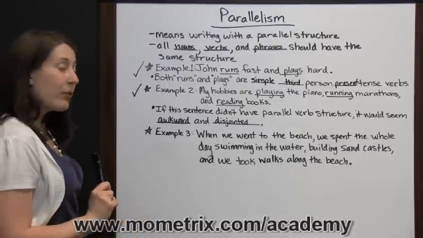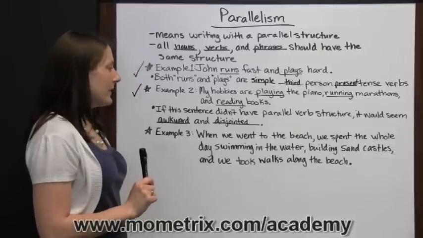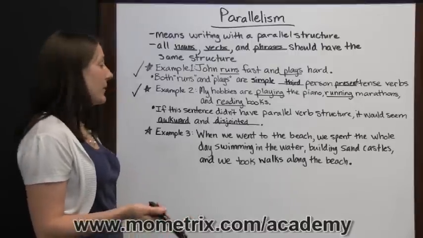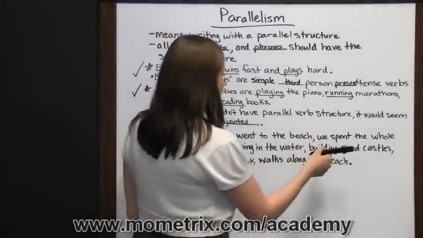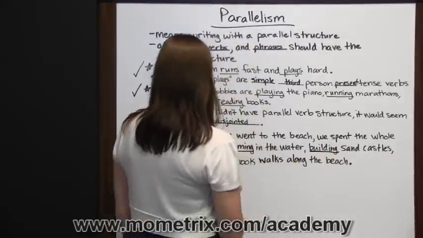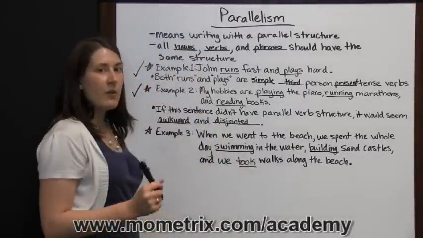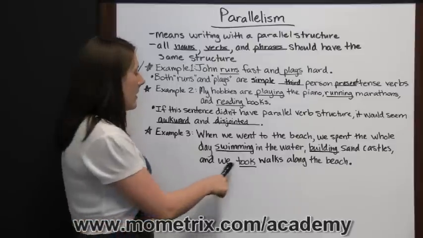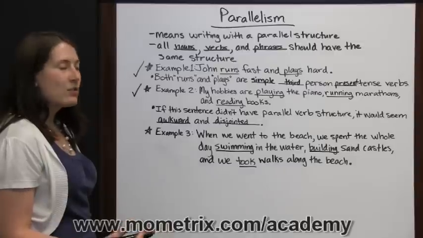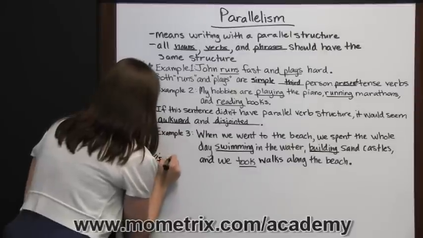Let's look at example 3. When we went to the beach, we spent the whole day swimming in the water, building sandcastles, and we took walks on the beach. This one was another one with 3 verb phrases. Swimming and building are both present tense with ing endings, but took is past tense. It does not have the ing, and it makes our sentence sound disjointed. So this one needs to be revised.